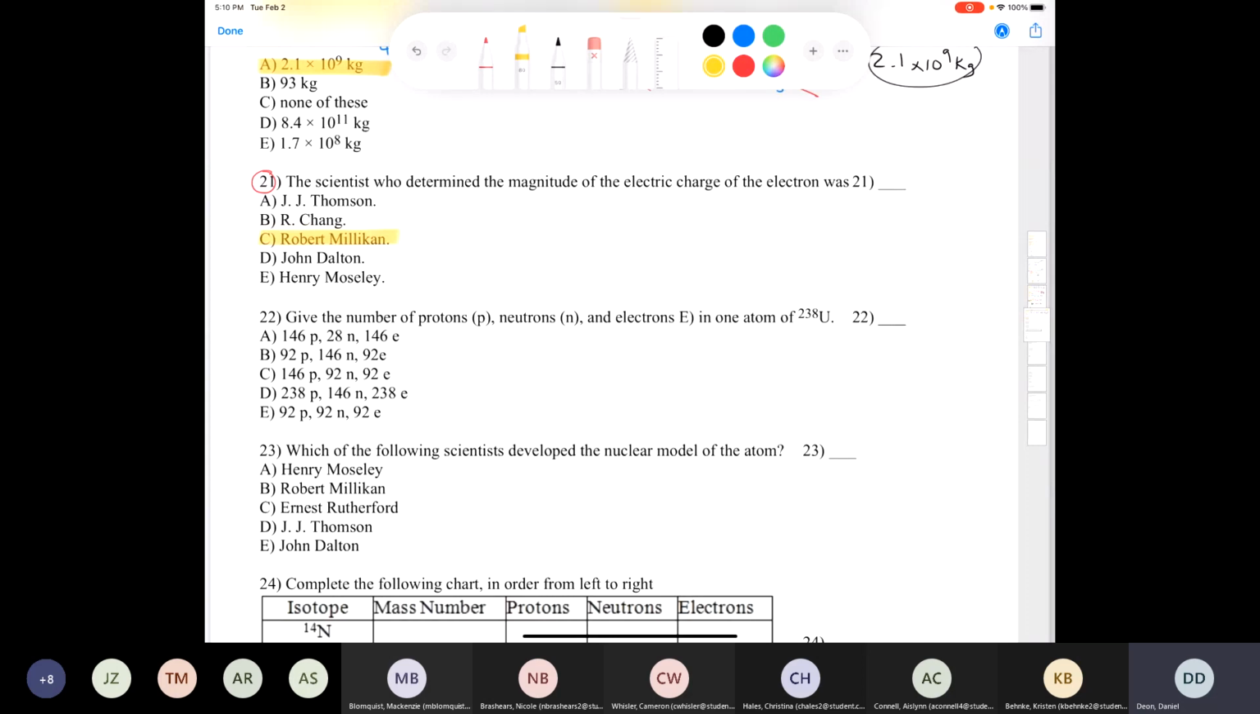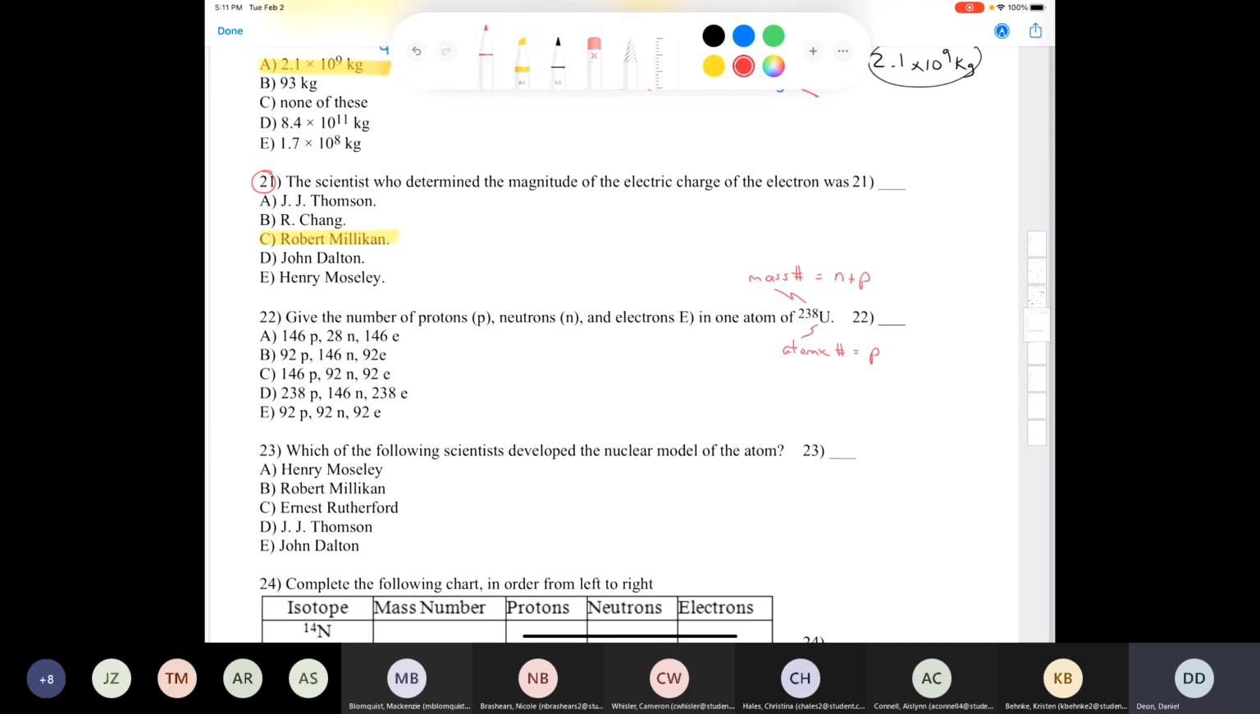The next one, question 22, asks us to give the number of protons, neutrons, and electrons in one atom of uranium-238. So remember that the number that's at the top, this is the mass number, which equals the sum of the number of neutrons and protons. And the number down here, and there isn't a number down here, but if there was, that would be the atomic number. And the atomic number is equal to the number of protons only.